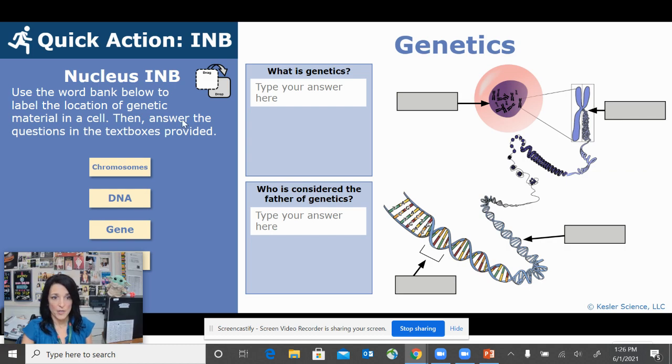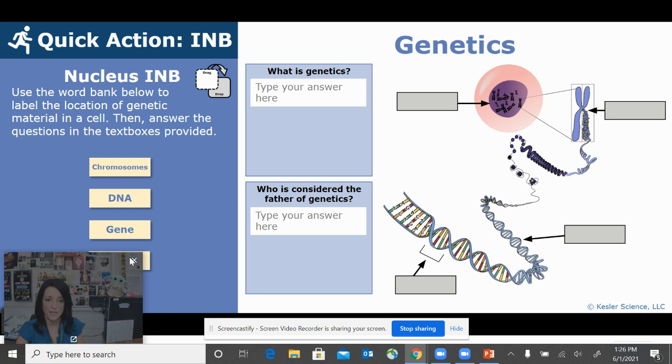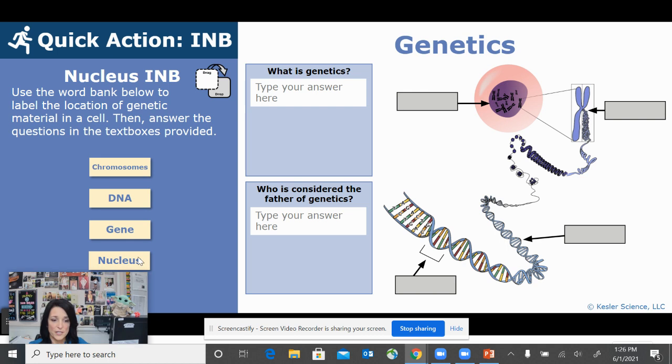So this is, use the word bank below to label the location of genetic material in a cell, then answer the question in the text boxes provided. So this is review. I can't show it because I have it on present mode, but you are going to click on the vocabulary word and label that part of the cell. So the chromosomes, DNA, genes, and nucleus, and you can use the previous slide to help you. And then, what is genetics and who is considered the father of genetics? Both of those questions are on the previous slides.